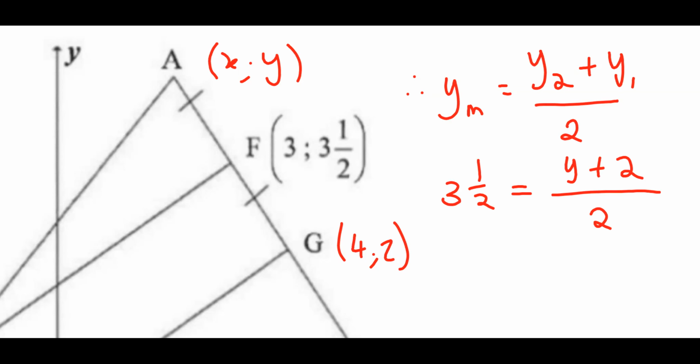Okay, so again, cross multiply. y plus 2 times 1 is y plus 2, and then 3.5 times 2 is 7. Okay, and if you minus 2 on both sides, 7 minus 2 is 5. There you go. So there we worked out x as 2 and y as 5.